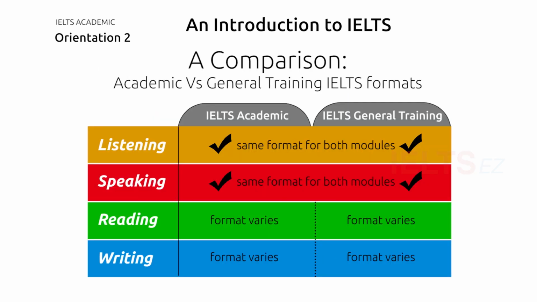On the screen you see the differences between the academic and general training versions of IELTS displayed. You'll notice that the two formats of the test are very much alike. In fact, both the listening and speaking versions of the test are identical. In other words, the same questions are asked, regardless of whether you are sitting the academic or general training versions of the test. However, the test format for reading and writing does vary between academic and general training modules. The academic test in these two modules will also require a higher level of English proficiency.